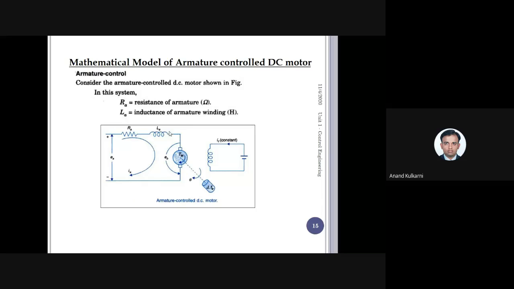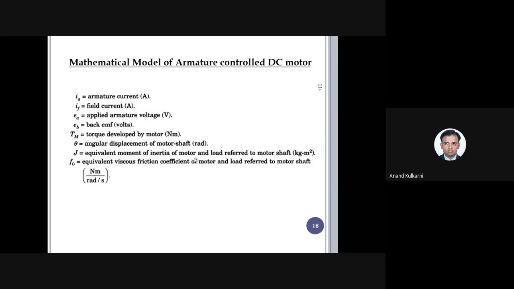So here there is a drop of voltage taking place in the rotor, and that drop of voltage is nothing but a back EMF, which depends upon the rate of change of flux, and the rate of change of flux depends upon the speed of the motor. So this back EMF indirectly depends upon the speed of the motor, or omega of the motor, that is dx by dt, or d theta by dt of the motor. So you can model it further.